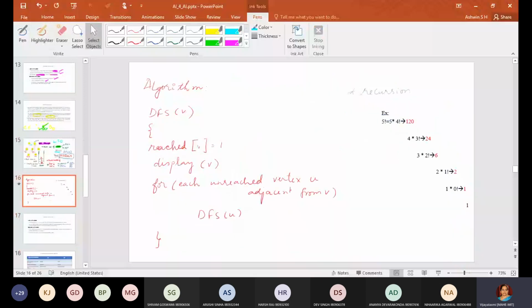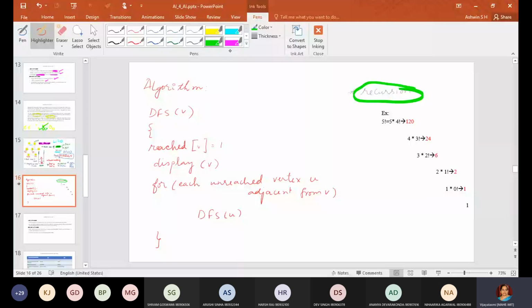So this is the algorithm I have written, the code and the steps. How you can do it is very simple, just two or three steps only. The only thing is here I have used recursion. Using recursion, DFS will be very simple. I hope you know recursion.